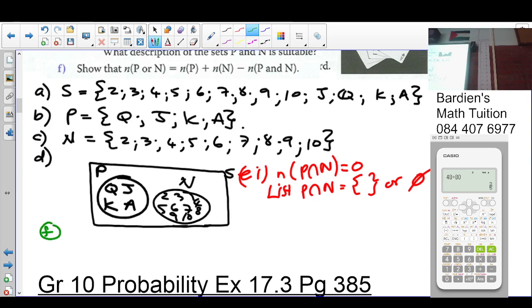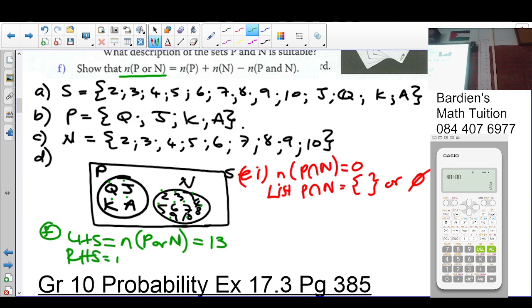So the left hand side of the identity, the number of P or N. So what we're going to do there is, it can belong to set P or it can belong to set N. Okay. So that means to say it's all of these here. Which means to say how many of them are there? 13. You see that? Now we go to the right hand side, RHS.